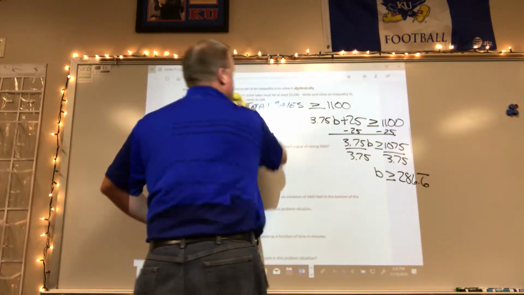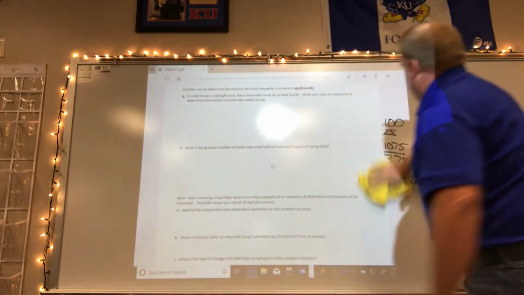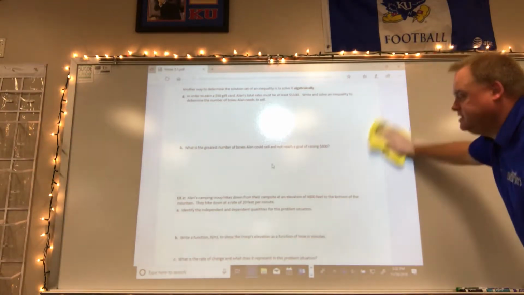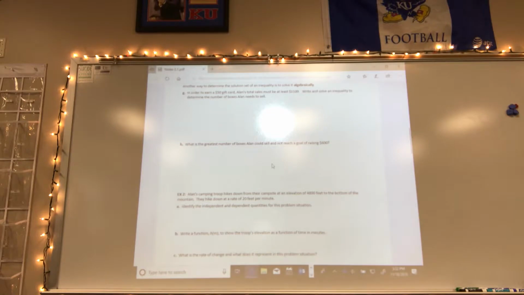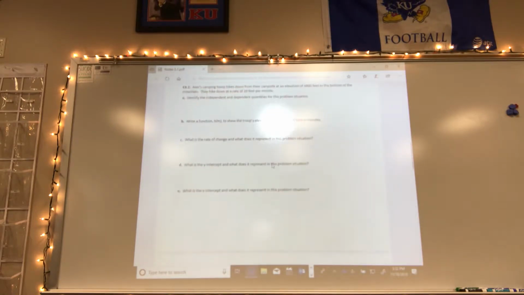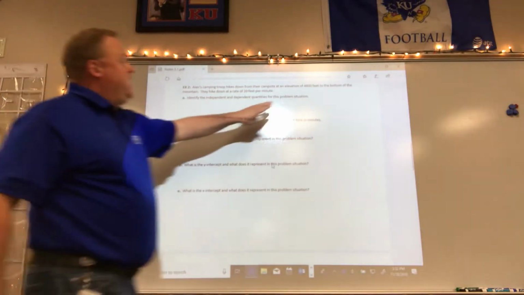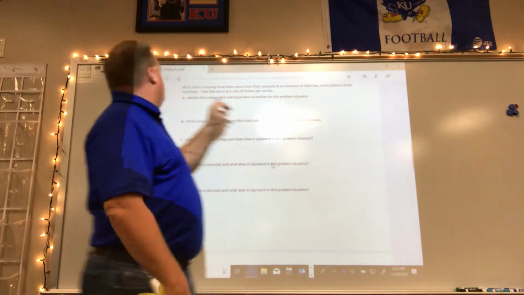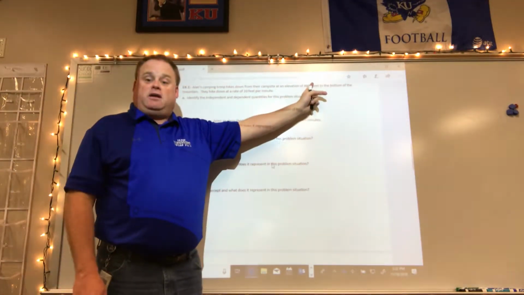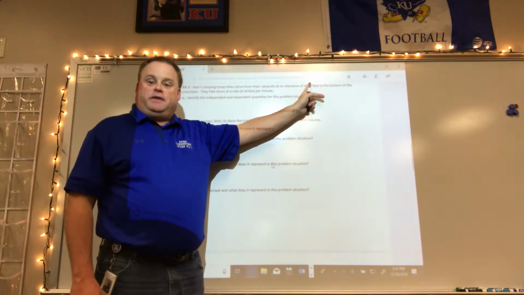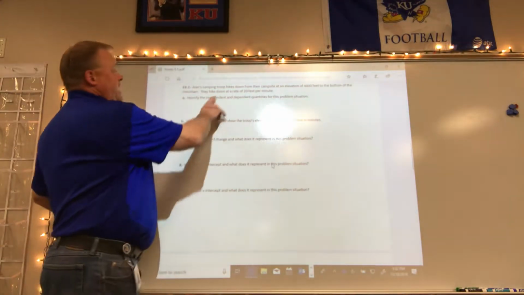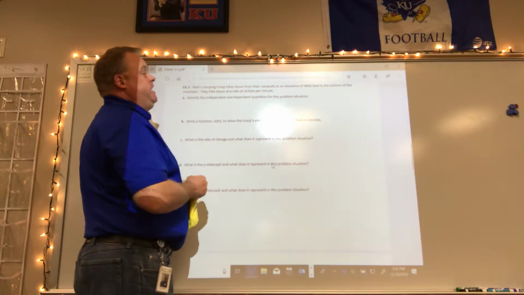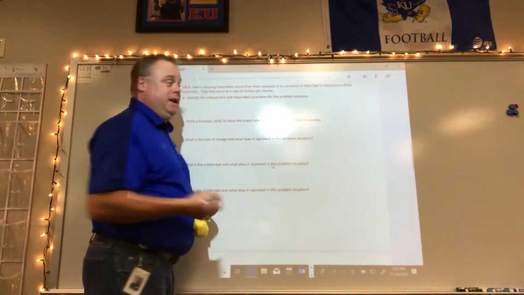The next one says, Alan's camping troop hikes down from the campsite at an elevation of 4,800 feet to the bottom of the mountain. So they're up on a mountain of 4,800 feet, up in the air. They're hiking down. They hike down at a rate of 20 feet per minute.